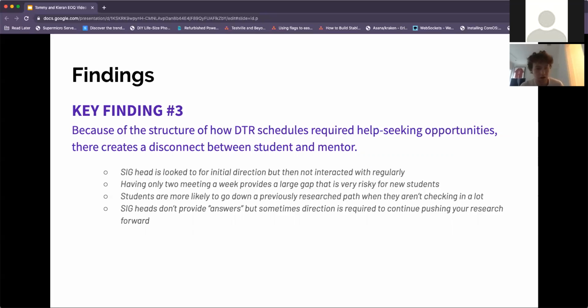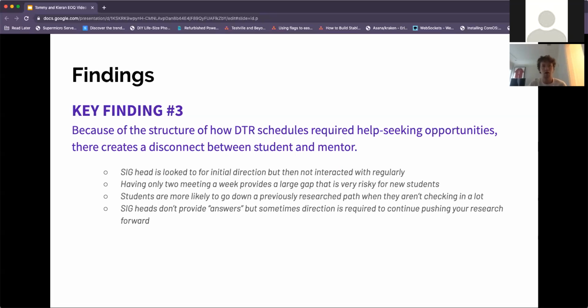Our next key finding was that because of the structure of DTR schedules requiring help-seeking opportunities, there's a disconnect between student and mentor. We met during SIG with a lot of students and saw how they interacted throughout the week with their mentors, and a lot of questions and help-seeking opportunities were pushed off until the next SIG meeting. So this created a large gap for students and created a lot of risk.